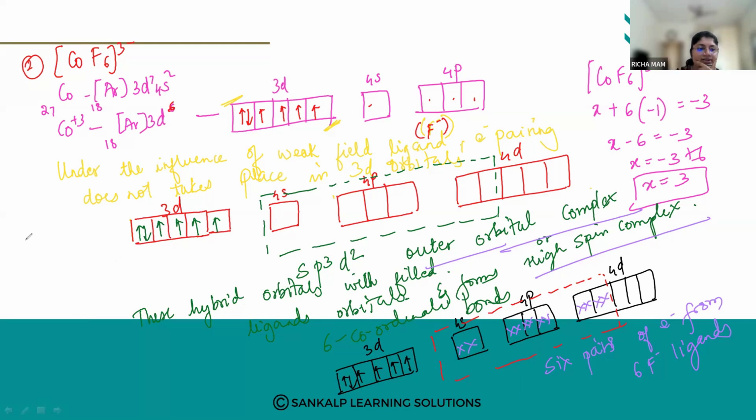Okay, now let us write the properties. Let us write the property. Can anyone tell me what will be the geometry of this? What will be the geometry of this, students? And what is the magnetic behavior? Magnetic property. What is the geometry? What is the magnetic behavior? Now you might have understood, so you can answer.